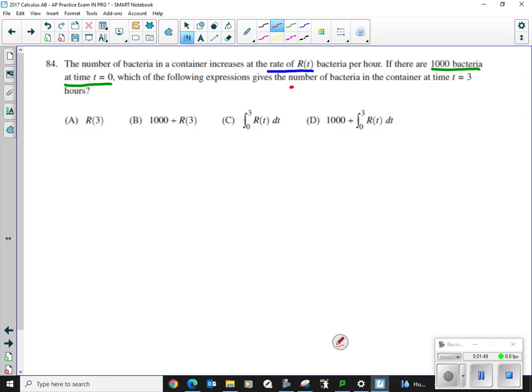So we're looking for the number of bacteria. We no longer need a rate. We have a rate, and we want to end up with an actual number, which means I need to integrate my rate to get my number. My rate is R(t).